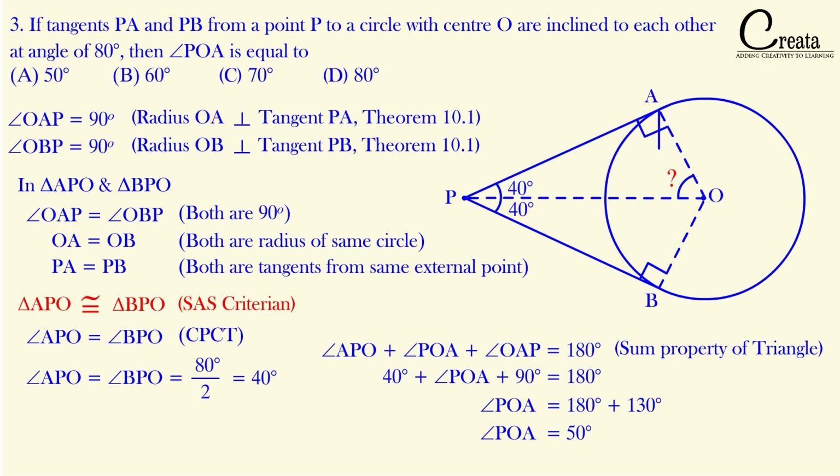We can also join the points A and B and form the chord. These two triangles will also be congruent to each other, and these two triangles will also be congruent to each other. So these angles will be equal, these angles will be equal, these sides will be equal. This is a very important concept. You should know this and it will be helpful in solving many questions. So we are done with question number 3. The answer is A, 50 degrees.